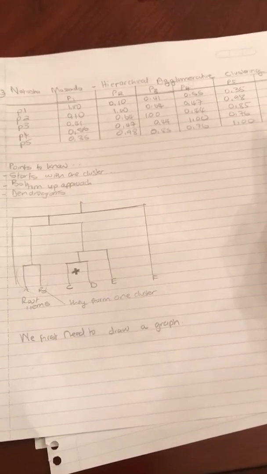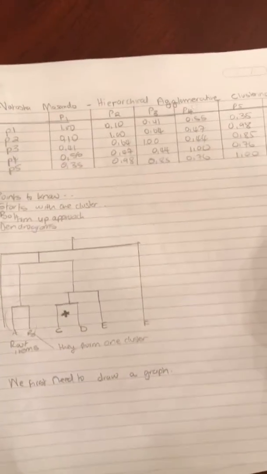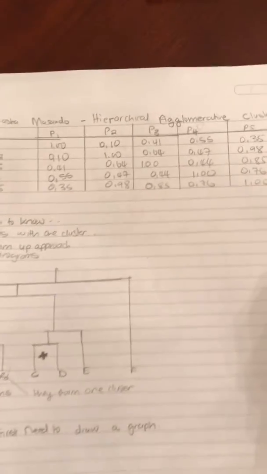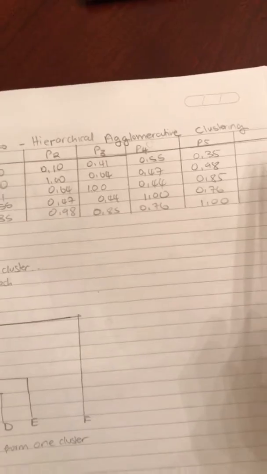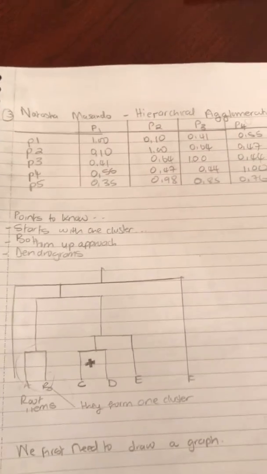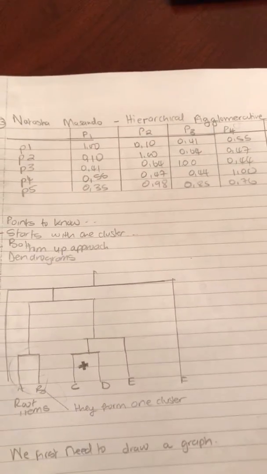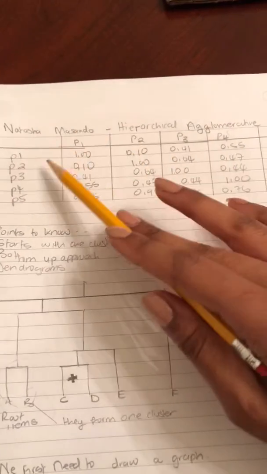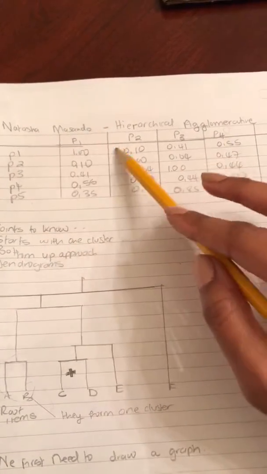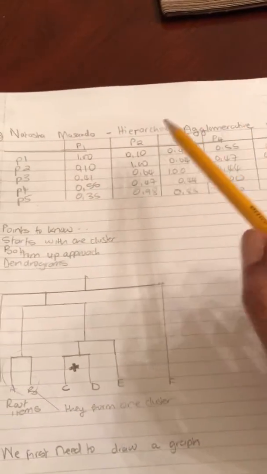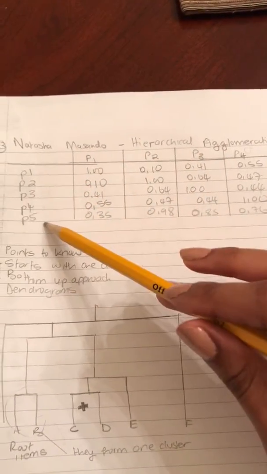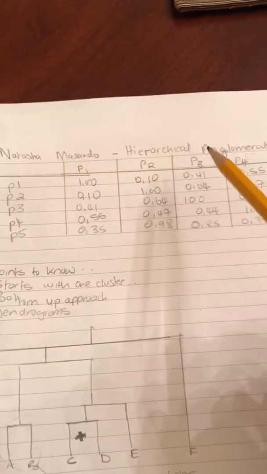Hi, this is Natasha Masando, and today I'm going to be discussing the topic hierarchical agglomerative clustering. And today we're going to be looking at this data set with our given items here and our given clusters from P1 to P5, and then P1 to P5 here are the item sets.